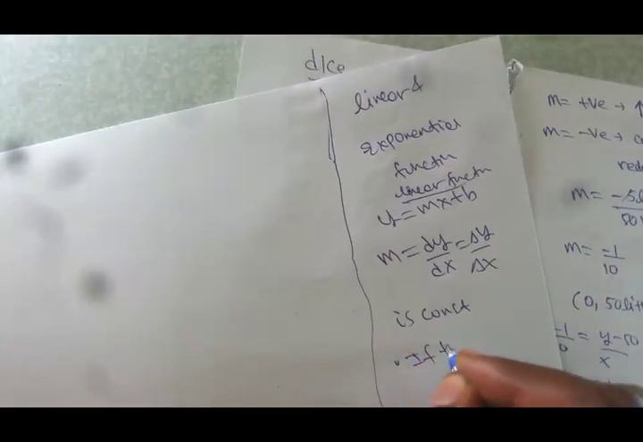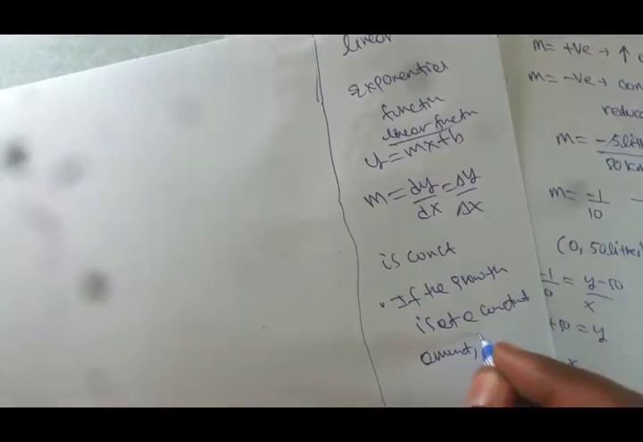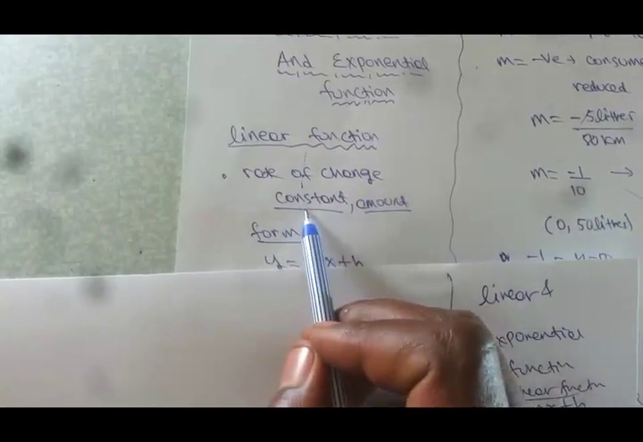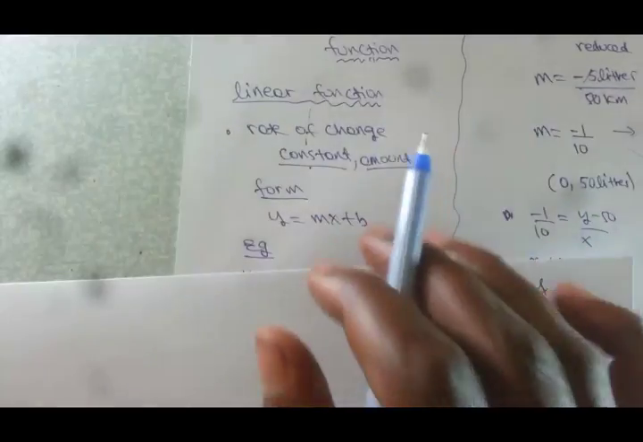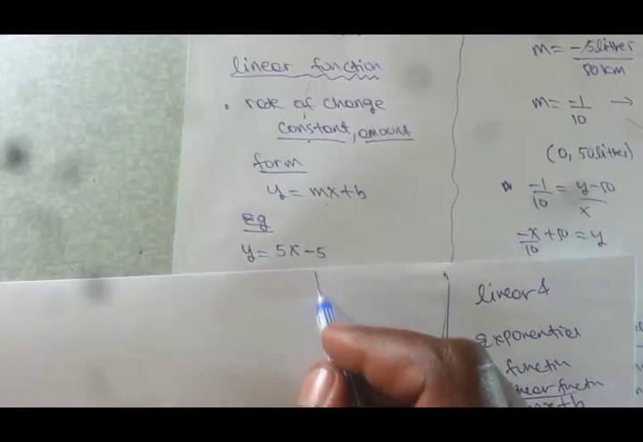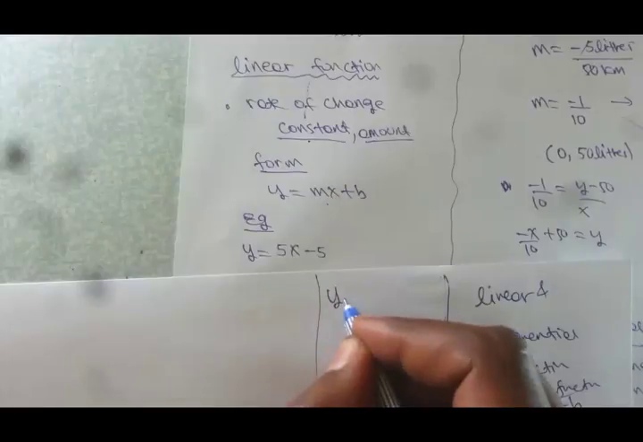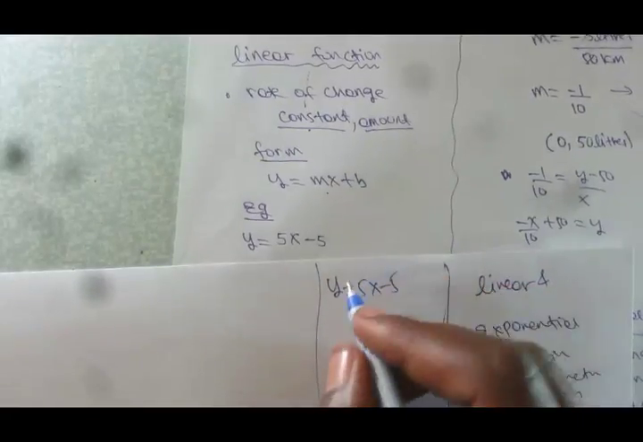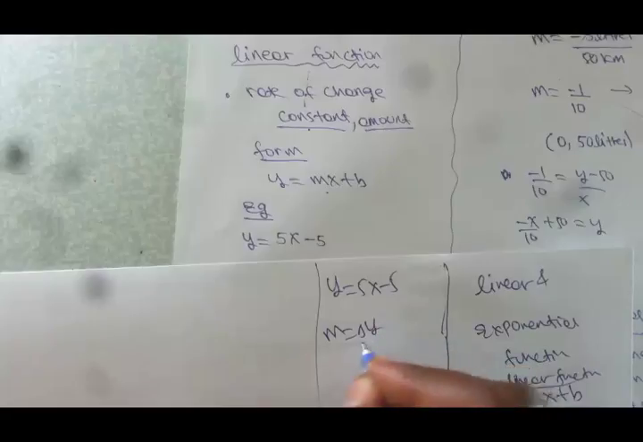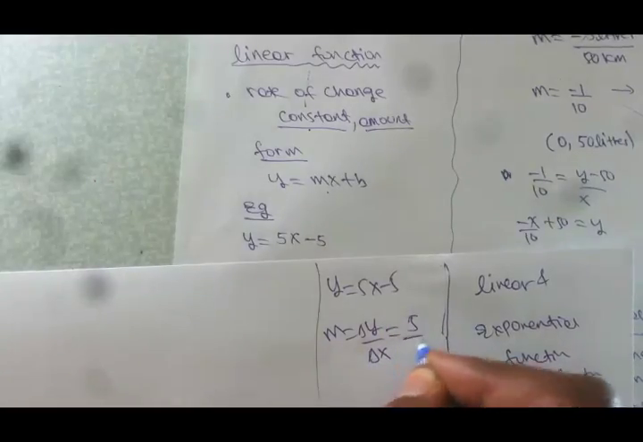Or if the growth is at a constant amount or constant value each time, we will say a linear function. So a linear function, if its rate of change is constant or the same, therefore its general formula is y is equal to mx plus b, and we are given, for example, y is equal to 5x minus 5. Therefore slope means change in y over change in x is equal to 5 over 1.